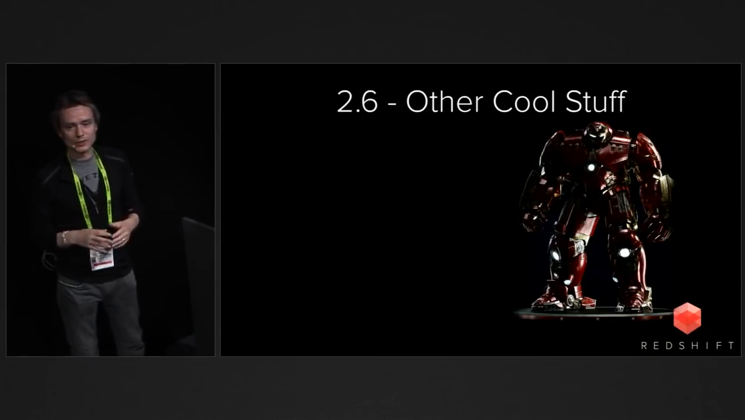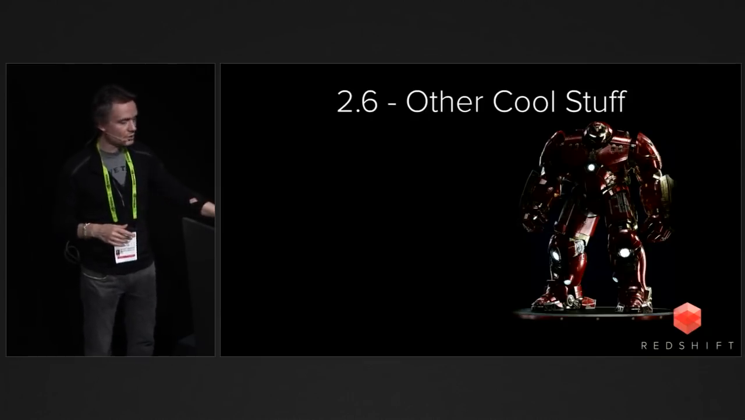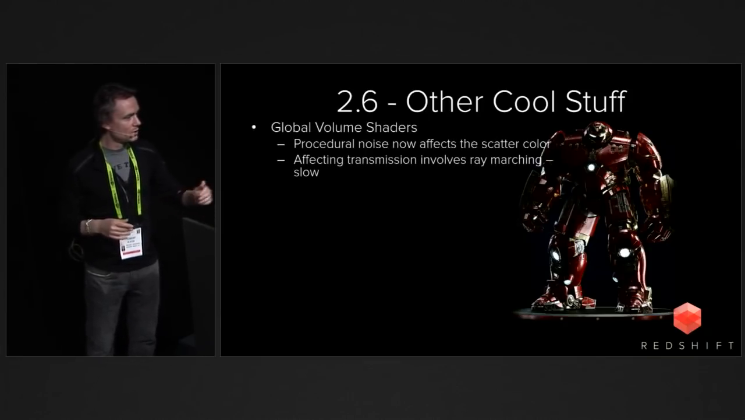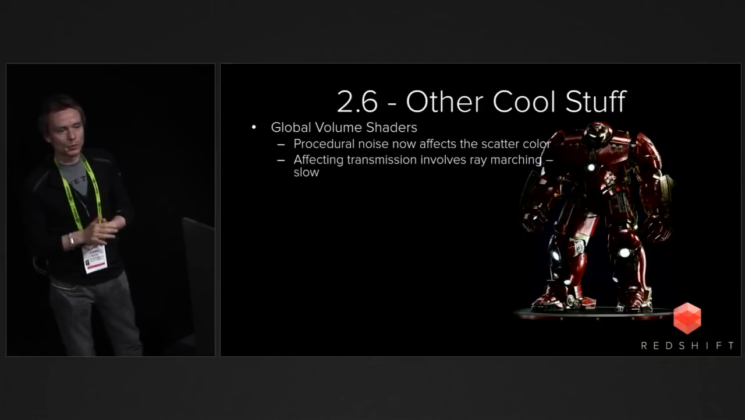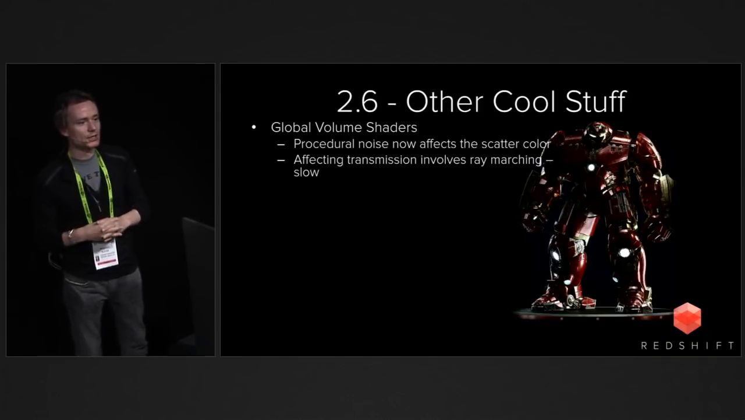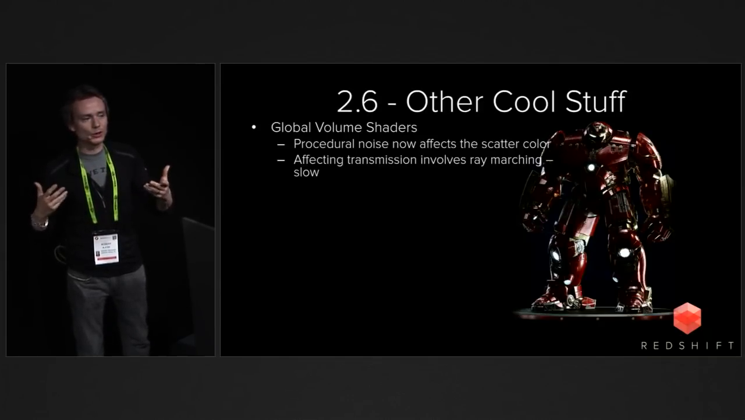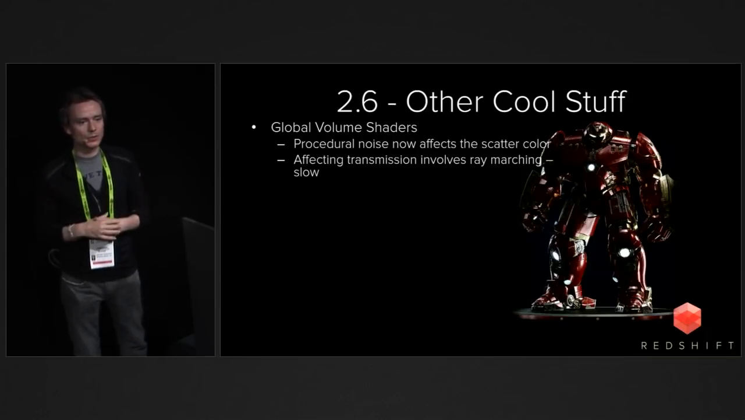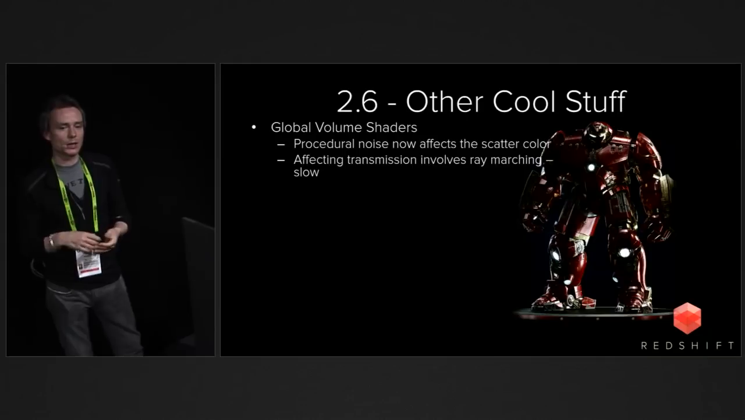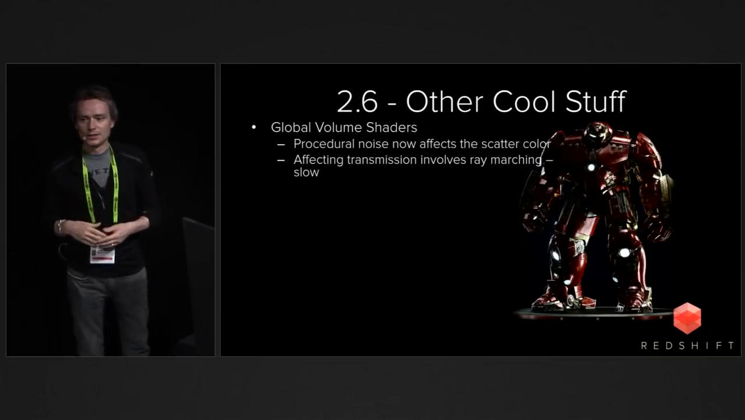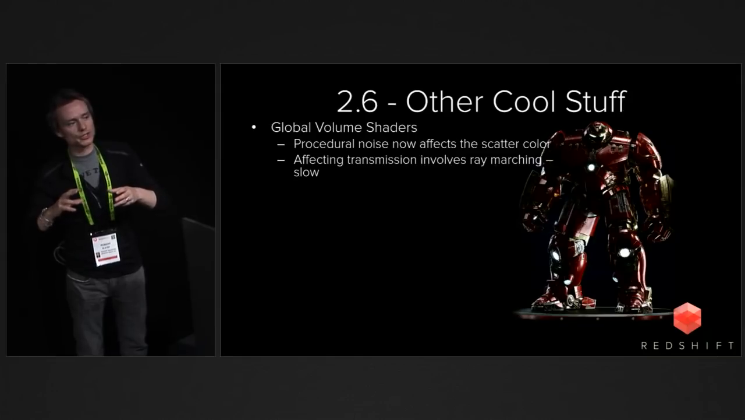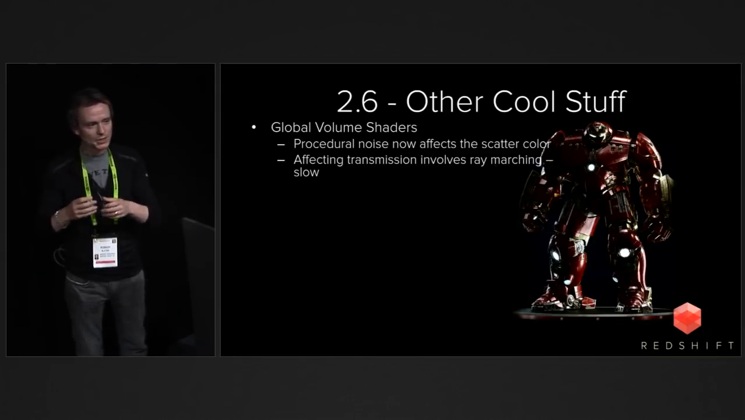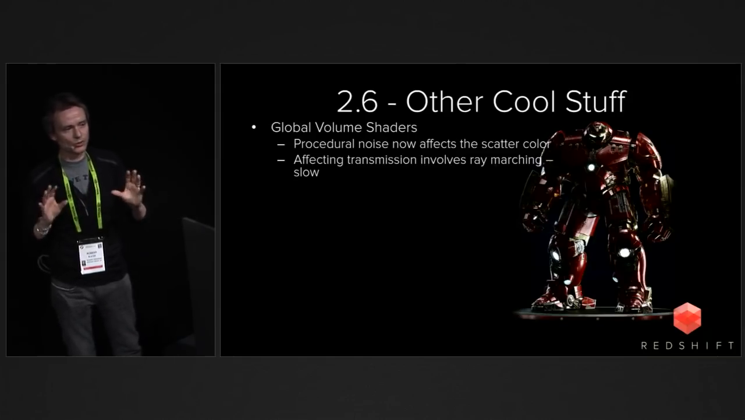So we've had some other cool features with Redshift 2.6. I'm just going to go over these now. First off, we added global volume shader support. We always had global volumes, like volumetric fog and single scattering, but you couldn't actually apply a shader to it, which meant it looked kind of flat and boring. So you can now use 3D procedural textures to add wispiness and clouds to your scene, which makes it look more interesting.